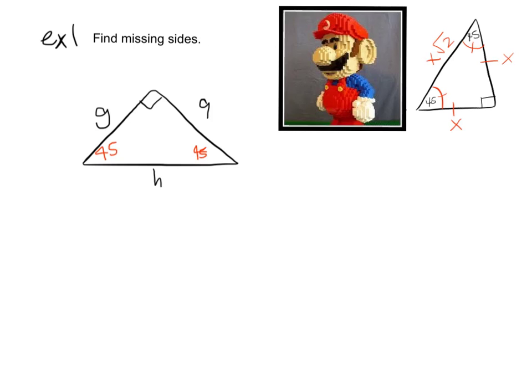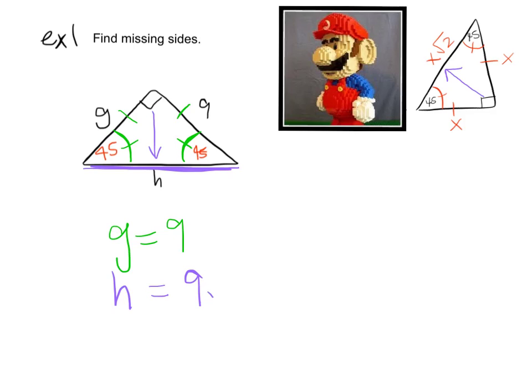So here's what I know. If this is a 45, 45, 90 triangle, if these 2 angles are congruent, then these 2 sides should be congruent. That means that G is the same as 9. Now what about this hypotenuse, H? The hypotenuse, the side across from the right angle, is the same as this side across from the right angle. H equals 9 square root 2. I know that because 9 comes from the value of the side, and the square root 2 is a part of my little formula here.